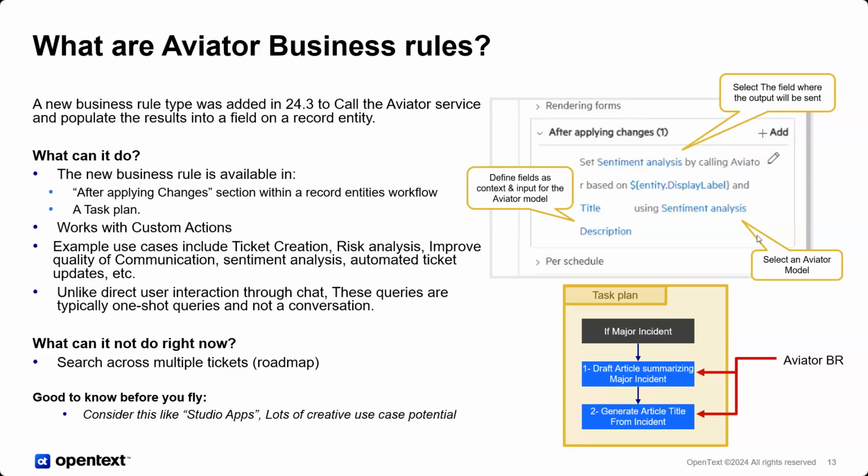Now, Aviator business rules in the setup are currently able to be run as after applying changes. This is within the record entities workflow, so that's any record entity in SMAX. You can run this on your studio apps just as much as you can run this on request or change or incident. And it's also available within a task plan as well. Under choose a new set of business rule in an automated task plan, you have that option in there as well. And the good news is, because of the way that we do this, this also works with custom actions as well, which is really quite useful.